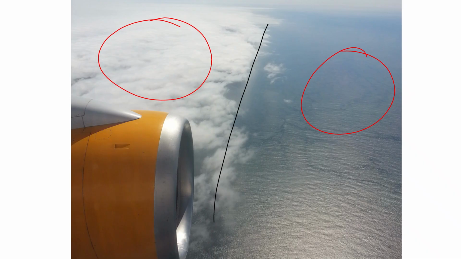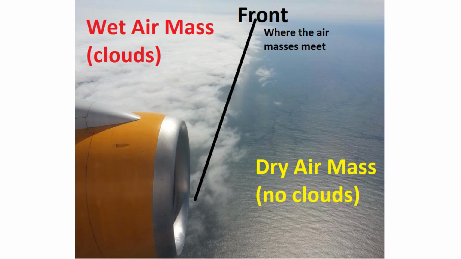Remember, we talked about where two different air masses meet. Something's got to give. Some of the air's got to go up, which is more likely to make it form clouds and then subsequently precipitation. And if this happens violently enough, you can get what we call a storm.